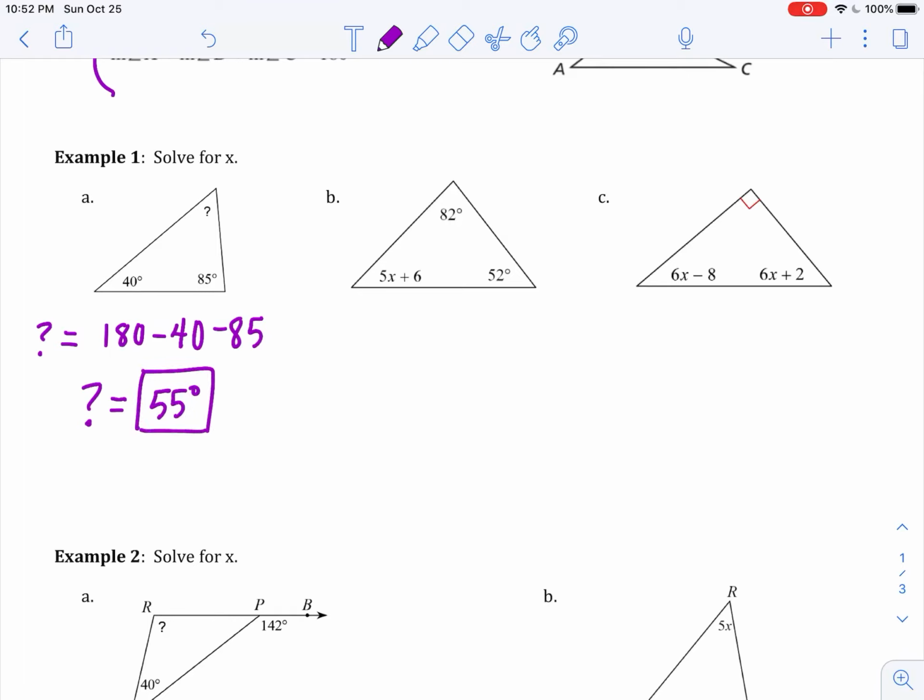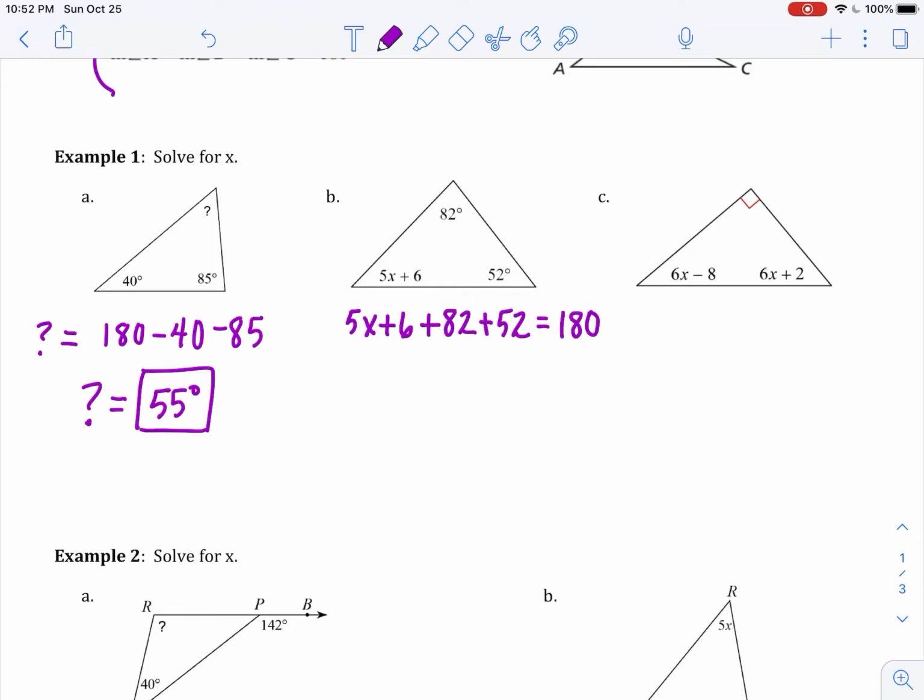Now in example 1b, you really can't subtract from 180 because they put an algebraic expression there. So that 5x plus 6 is going to prevent us from simply subtracting from 180. So this time we are going to use algebra instead. And we're just going to take the three angle measurements that we see. The 5x plus 6 is one of the angle measurements, plus the 82 is the second angle measurement, plus 52, which is the third angle measurement.